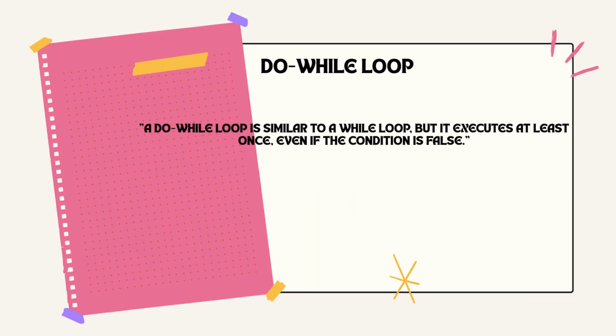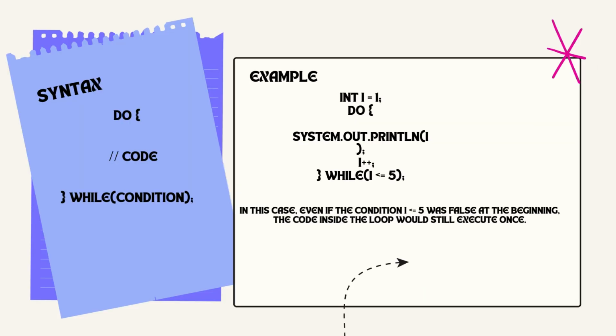A do-while loop is similar to a while loop, but it always executes at least once, even if the condition is false. Syntax: do { code } while (condition). Example: int i = 1; do System.out.println(i++); while (i <= 5). Here, the loop prints numbers from 1 to 5. Even if the condition was false initially, the body of the loop would still run one time.